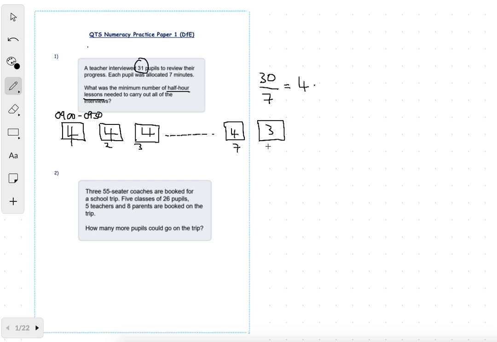But the question is, how many time slots do you need? It doesn't matter in that last time slot that you only see 3 people. You still need that extra time slot. So the final answer to this question is 8. My main focus there for you guys is don't do 31 times 7. You're misunderstanding the question if you do 31 times 7 straight away.